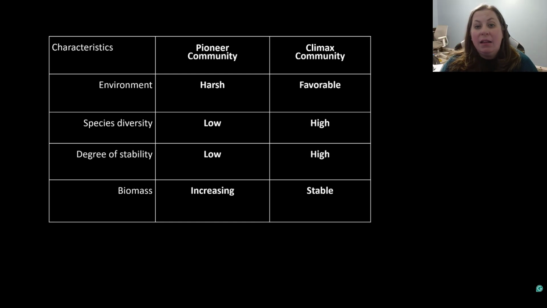Okay? In a climax community, the environment is more favorable. It doesn't change a whole lot. Species diversity is very high. Stability is also very high. And this means the biomass is not growing anymore. It's stable, right? So we don't have new things really moving in, and we don't have things really dying out. We see a stable type of environment. Okay, so pioneer communities are the beginning. Climax communities are when they are mature.